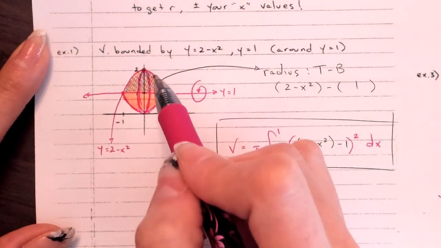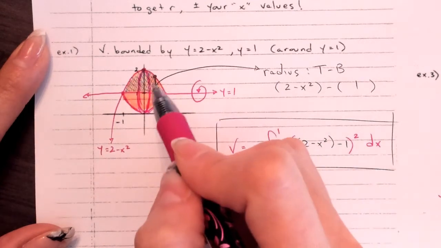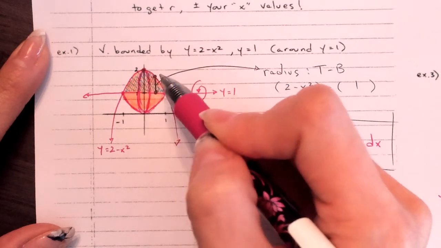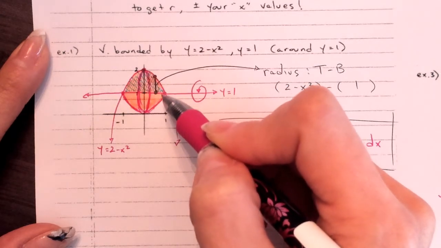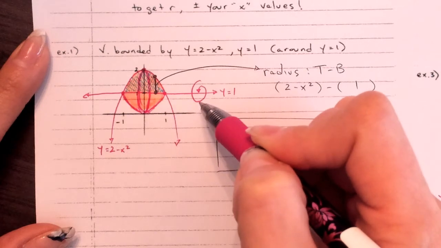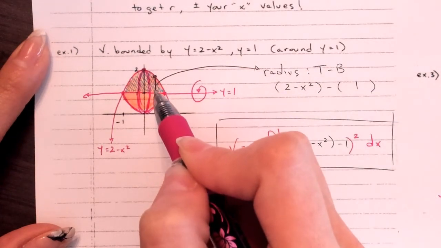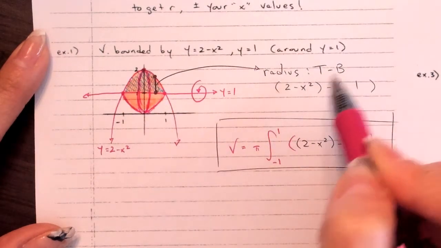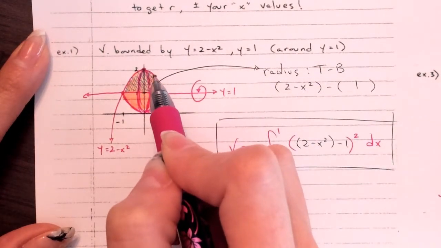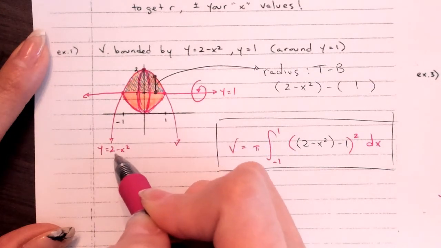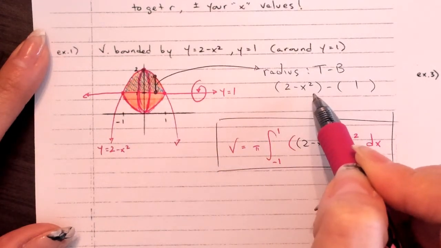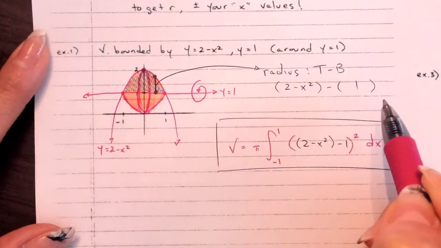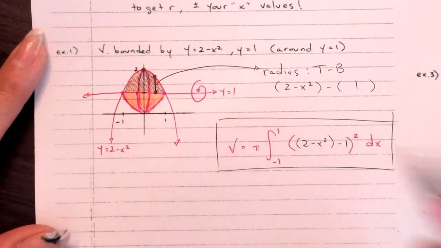And then I look at one radius. You can look at a lot, but if I just look at one radius that goes around and around to make those big circles, medium circles, and tiny circles around y equals 1, I can see that it's a vertical radius, which means it's top minus bottom. The top equation is y equals 2 minus x squared, so 2 minus x squared. And then minus the bottom of the blue, which is y equals 1, so there's the 1. I plug it in here, done.